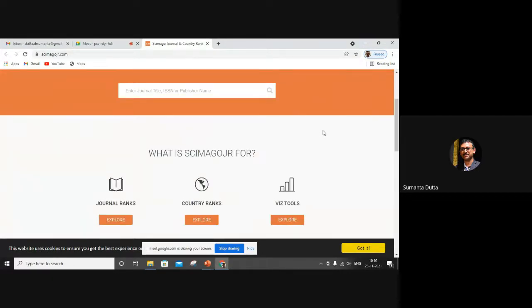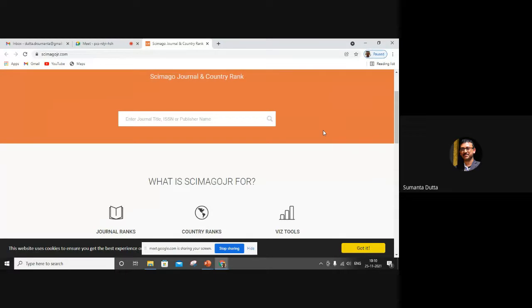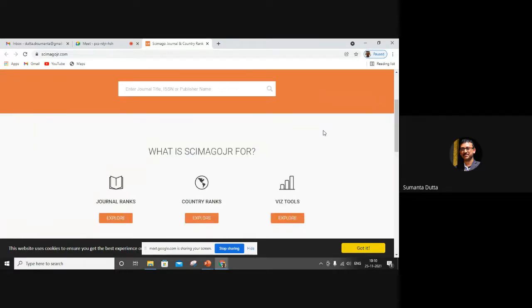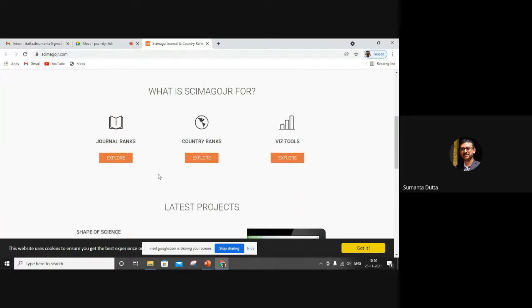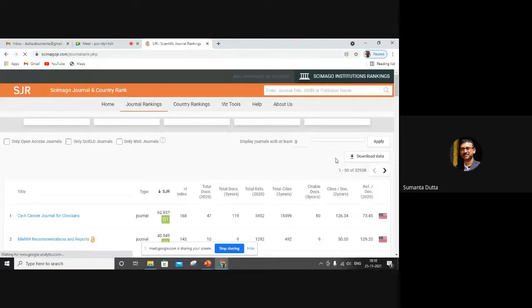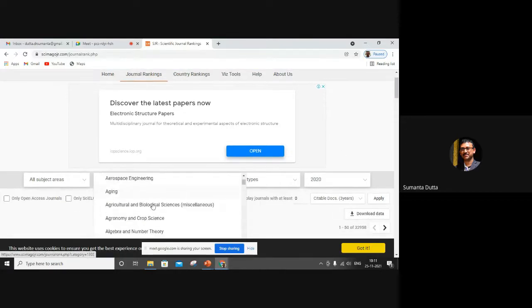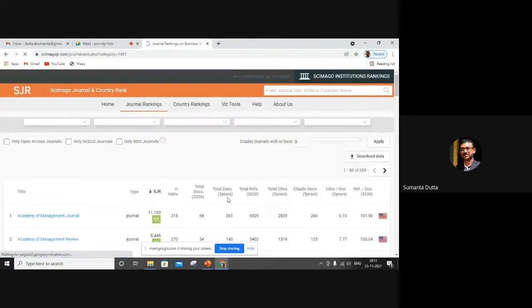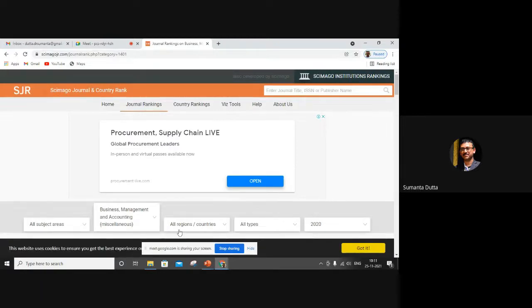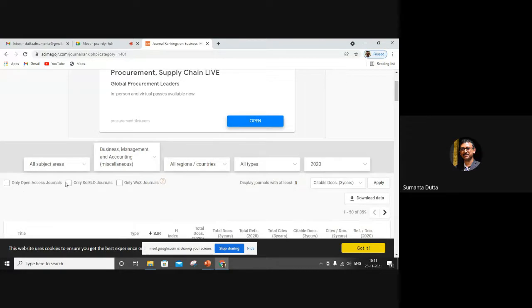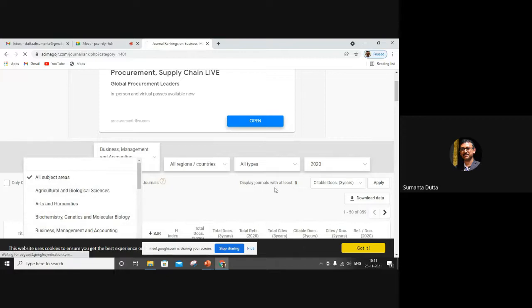When I open this SCImago Journal and Country Rank, it is one of the most user-friendly tools in the hands of the social science researcher. You can export this journal rank. I try to explore the subject, suppose, business management accounting. If I do not mention any country, if I just click on it, then I have to seek open access journals. Suppose I try the subject business management accounting.